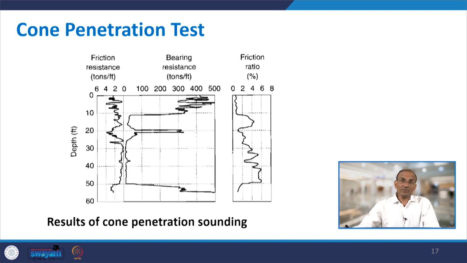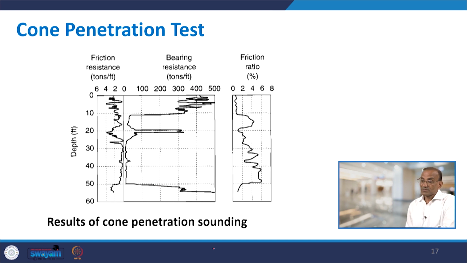How the typical results for CPT look is given here. In the case of CPT, the cone penetration test, you have different results. The friction resistance, how it varies with depth, is shown in this figure, in tons per feet, while the bearing resistance is also given in this figure, in tons per feet square.